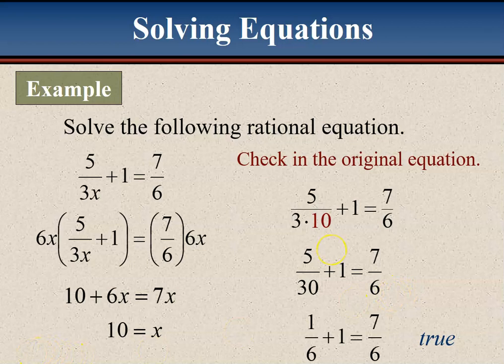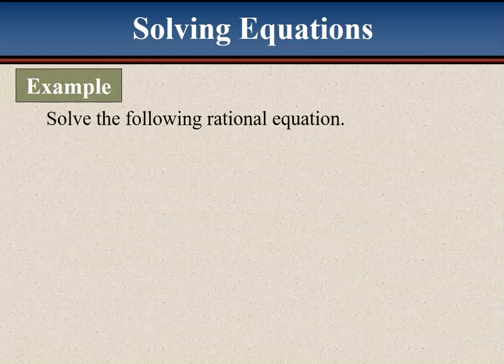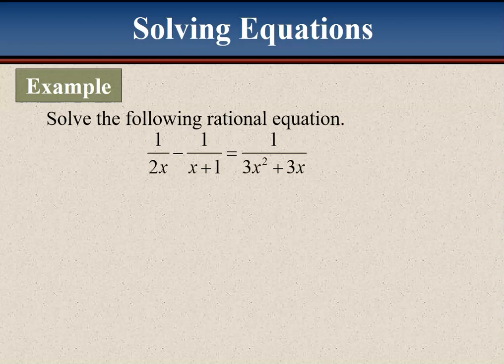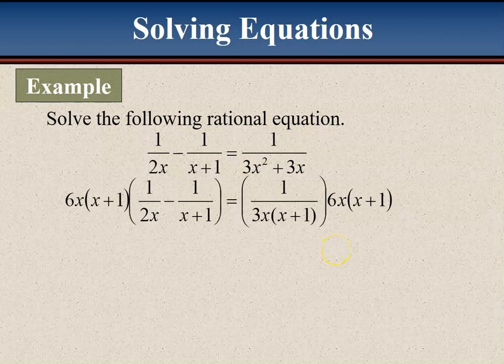Let's try another example. For example, we have 1 over 2x minus 1 over x plus 1 equals 1 over 3x squared plus 3x. How will we solve this one? So therefore, we will have the common factor 6x times x plus 1, which is the 3 here. You can factor this one out as 3x times x plus 1.